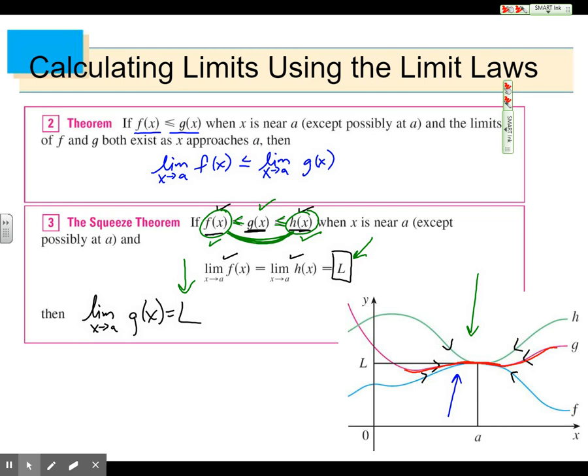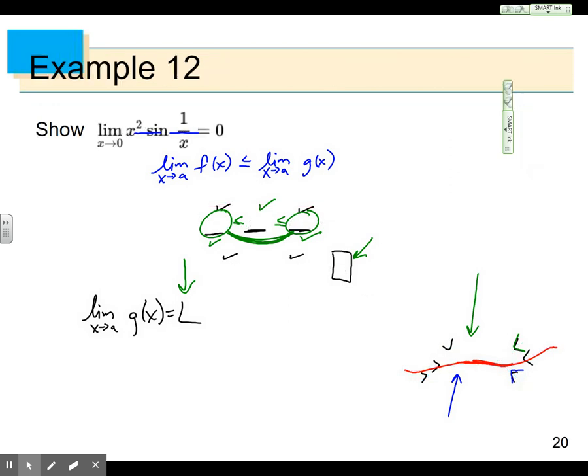And so, if I can calculate the limit of this green line right here, and I can calculate the limit as x approaches A of this blue line right here, I'm guaranteed that if they're the same, the limit of this red line is going to have to take on that same value. Okay? I might have way over explained that, but let's see what it looks like in an example.